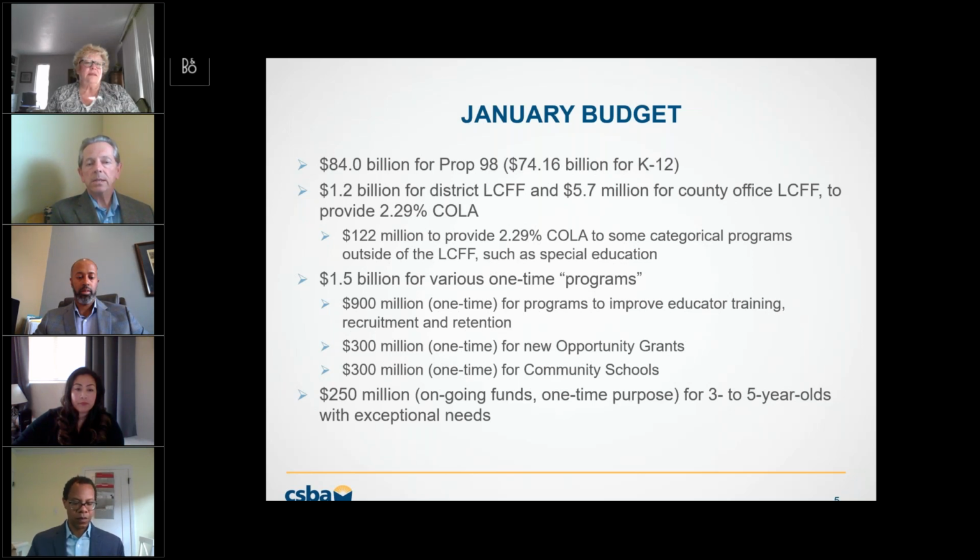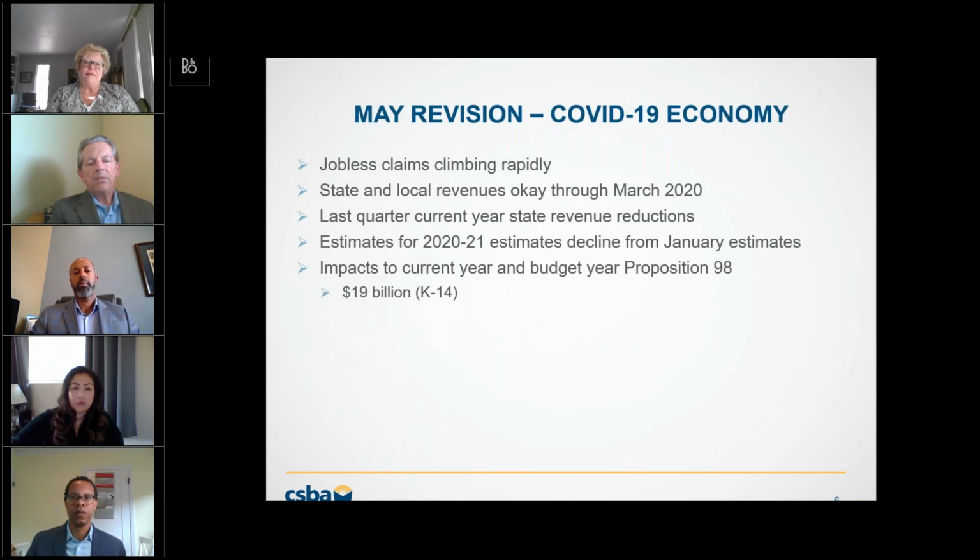And as schools then started to close, there was a forward look into perhaps how the economy was going to be affected. And so we got a sense then that the battle was going to be different. But looking back at the middle of January until now, you can see where we started from, and we're going to cover now in the May revision where we are now. Next slide, please.